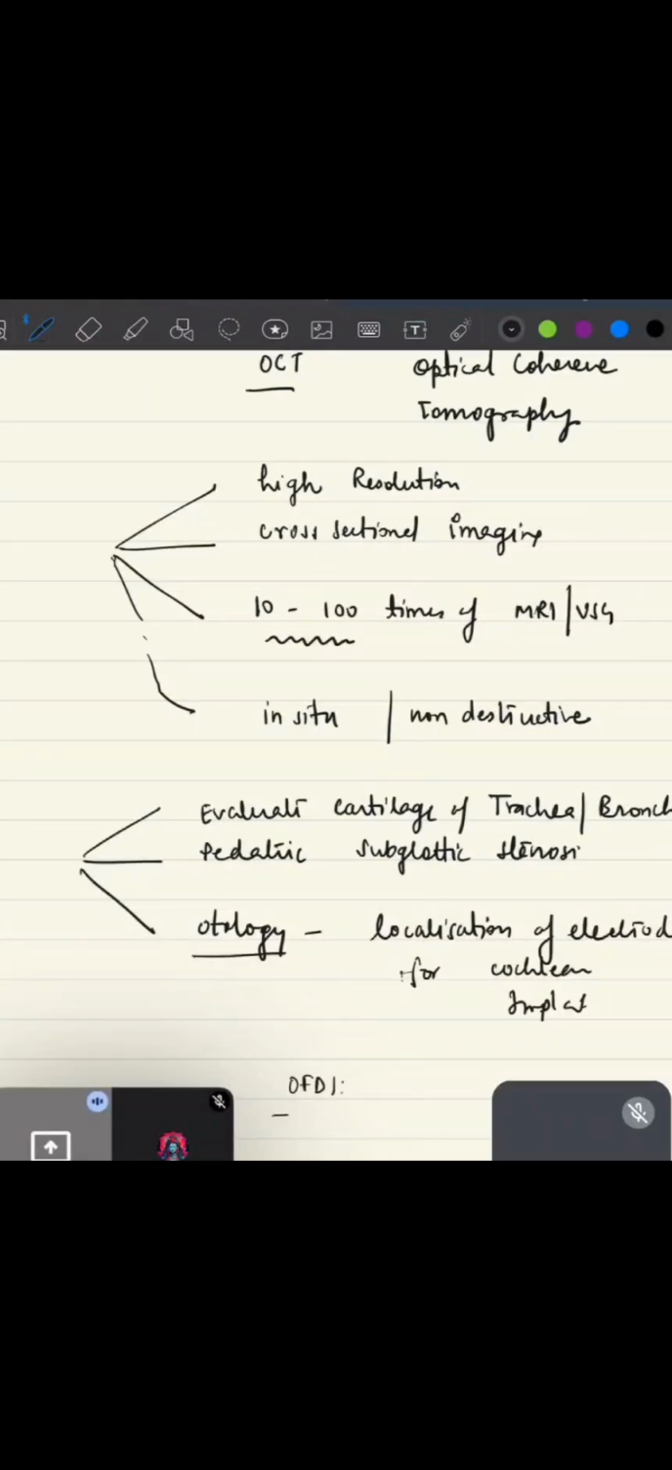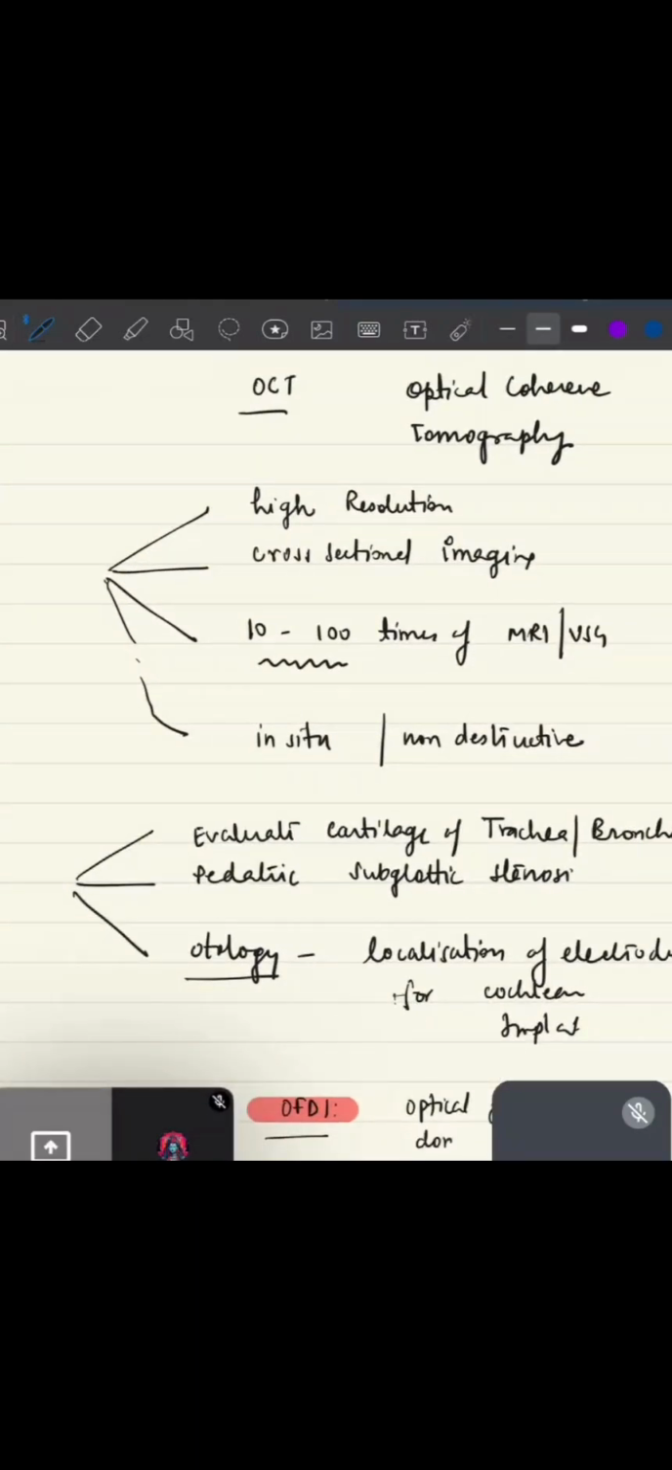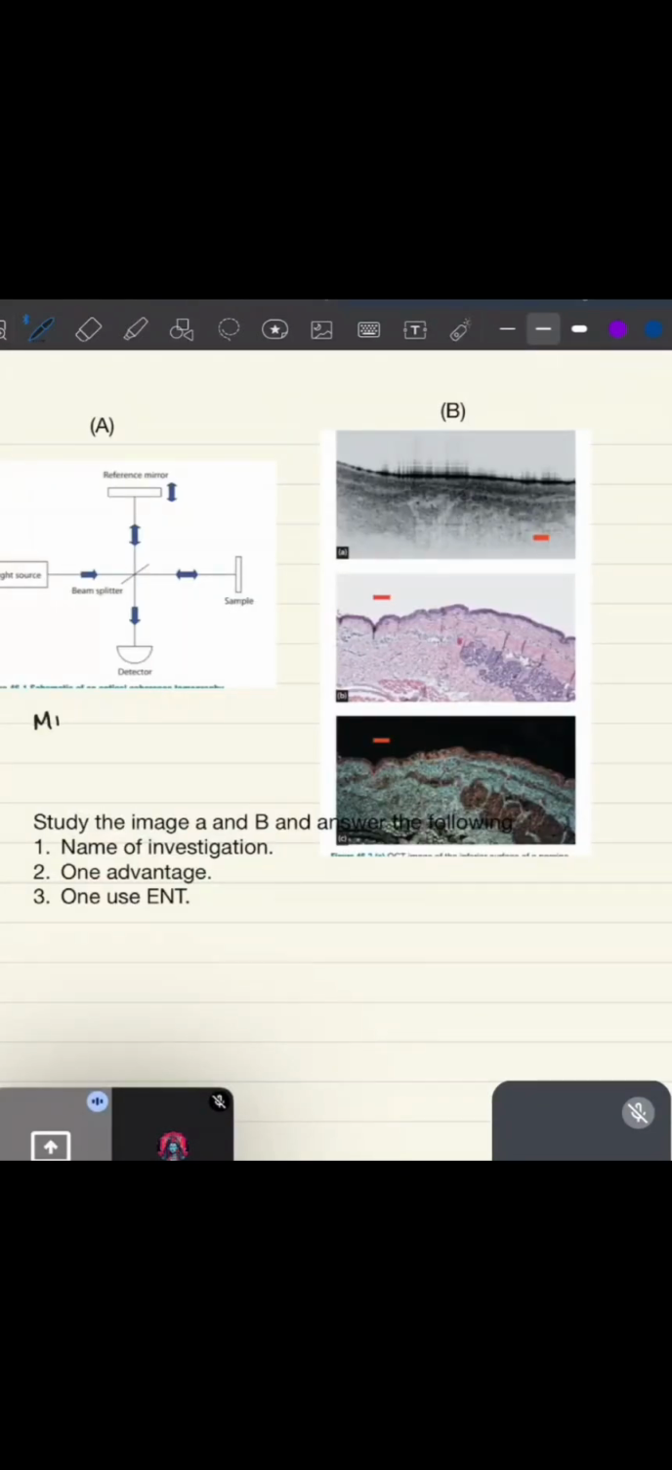Okay, there is one more full form which can be asked. What is the full form of OFDI? This OFDI is given in Scott Brown only, nothing from anywhere else. So this means optical frequency domain imaging. This is a recent advance in OCT. Apart from polarizing OCT, this is one of the recent advances. And there is one name of this interferometer. The name is Michelson interferometer. Sorry for the bad handwriting.